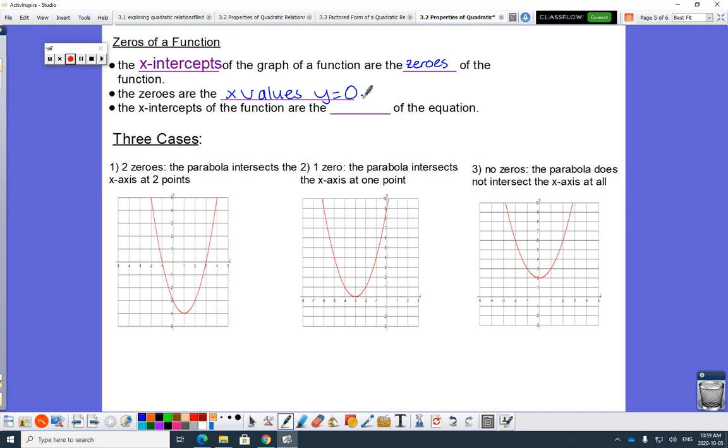Okay, so there are grade 11 teachers who are very particular about this next line. The x-intercepts of the function are the roots of the equation. In grade 10, you know, it's pick your battles, I guess. So a function we write like this. An equation we set the y value to 0.